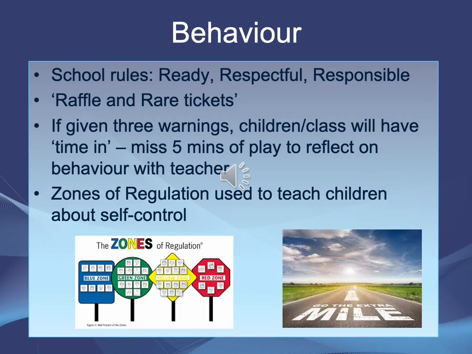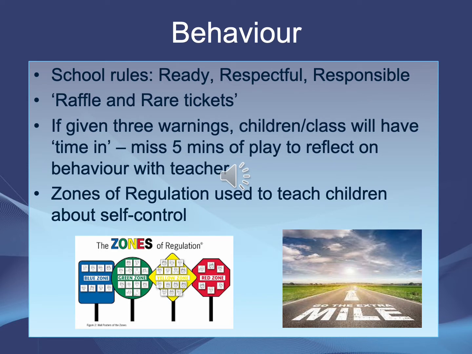Here is a slide about the behaviour at the school and how we manage behaviour. As you know, the school rules are based around our core values of being ready for our learning, being respectful to one another and everybody at the school, and being responsible for the things that we do. Now, to help manage the behaviour, I am running a reward system called the Raffle and Rare Ticket system. Children seem to really like it and so far it's working really well.